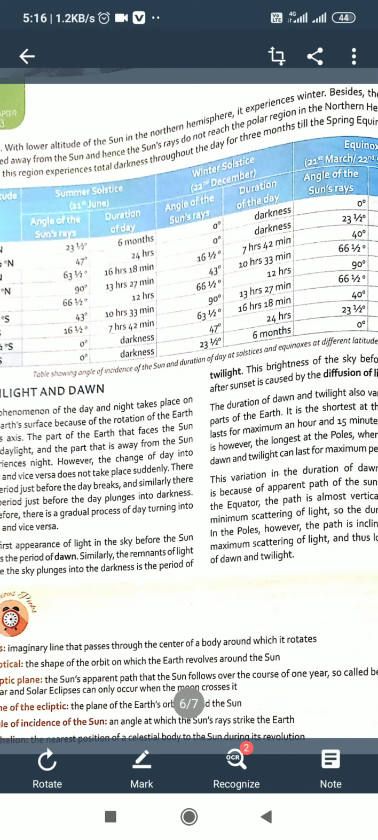In solstices, in one hemisphere days are longer, in the other hemisphere days are shorter. In summer, days are longer and nights are short in the northern hemisphere. Days are longer in winter in the southern hemisphere and nights are shorter. In equinoxes, days and nights both remain the same in both the hemispheres.